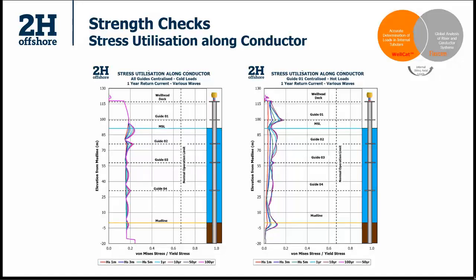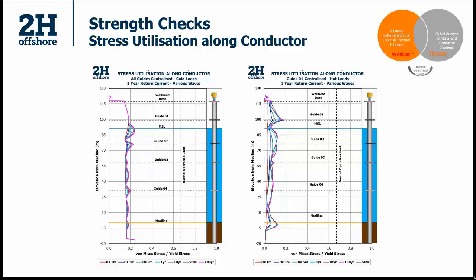And you can see there the stress utilizations. The one on the left, that's the cold one. You can see that it's obviously in a good condition with the guides engaged. And then what came as a bit of a surprise was that with the lower 3 guides disengaged, we're still in a pretty good condition there. You can see the stress utilizations are still relatively low.